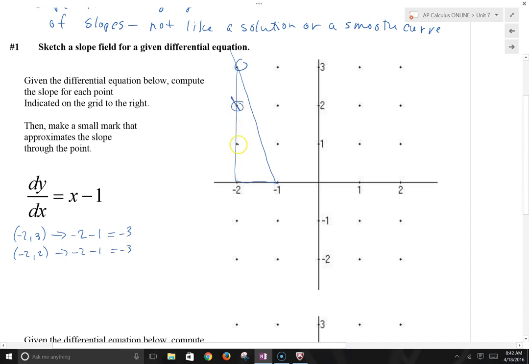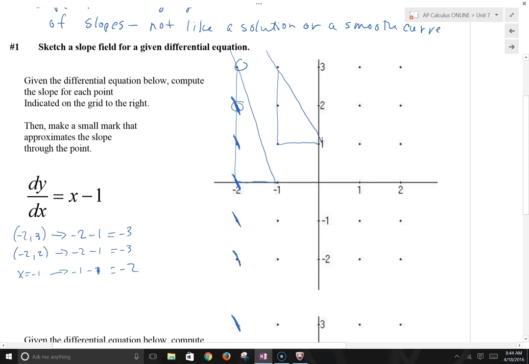So -3, try and make these parallel to that. -3, -3, -3, -3, trying to make these very steep all the way, so they all look the same. We can do the same thing at, sorry, negative 1. Notice we don't have to put the y value in, so x equals negative 1 gets us negative 1 minus 1, which is equal to negative 2. So the slopes at negative 1 are going to be negative 2. If we made a slope triangle, it's going to be that steep.